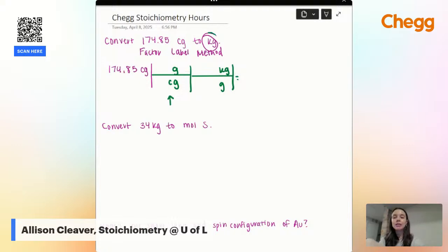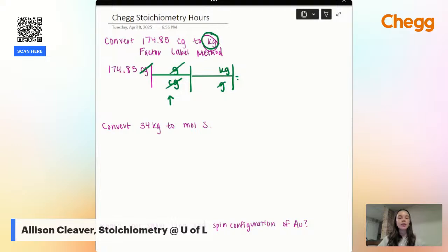Since we want to end our problem with kilograms, we want to cancel out all the units that aren't kilograms. So by setting up the problem like this, we cancel out centigrams and grams, and we end with kilograms. Now that we have that all set up, we are ready to add those numbers in and get our answer.